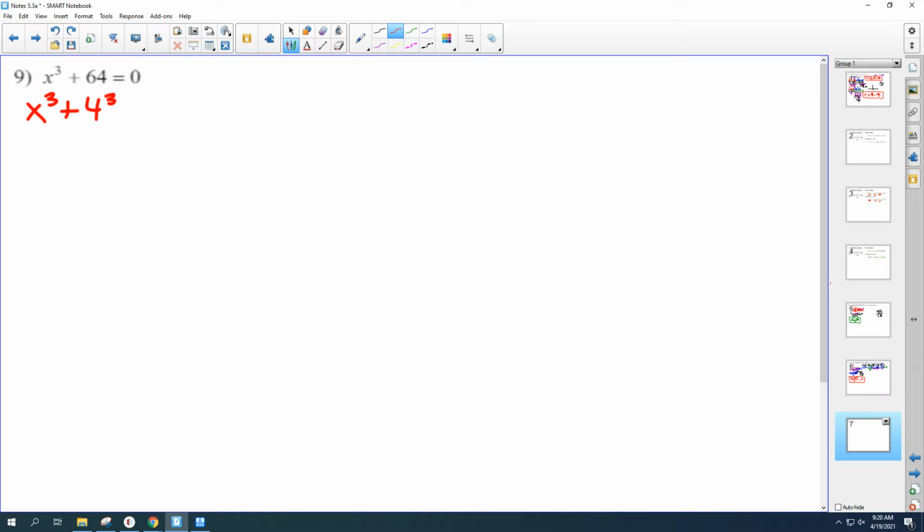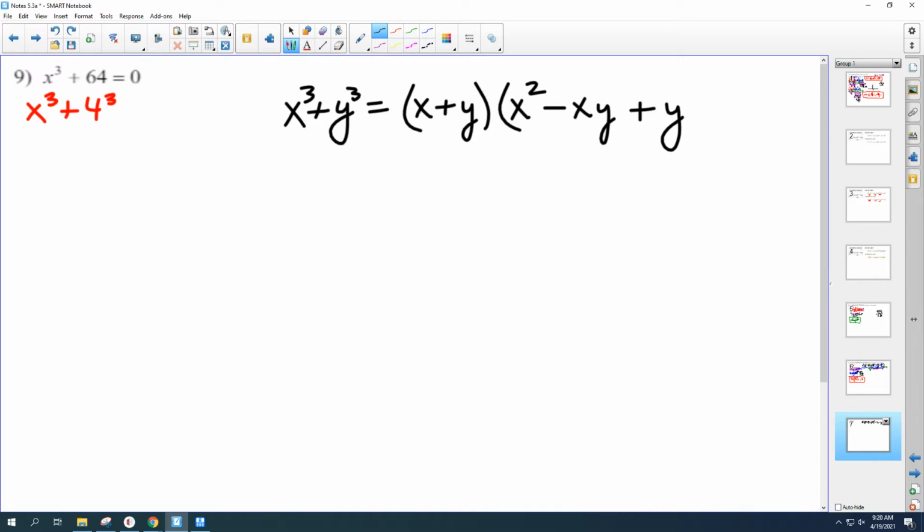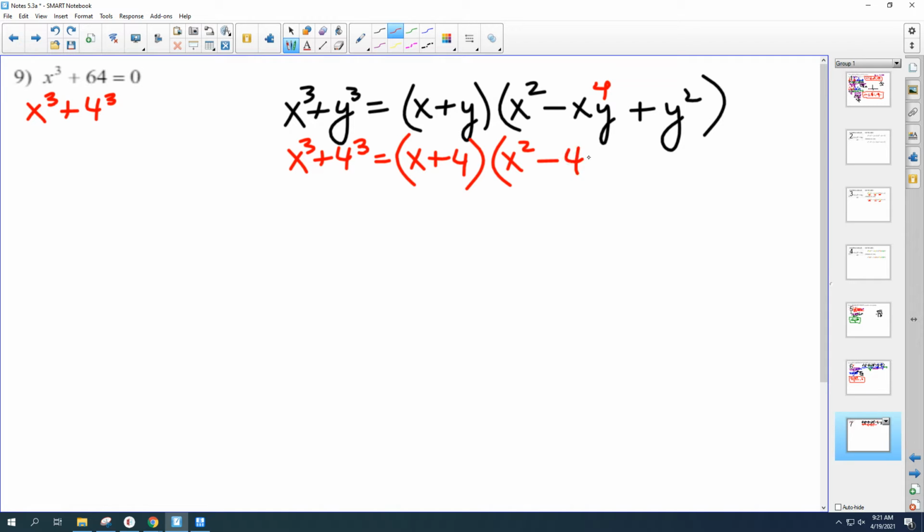This is a sum of cubes. So you can look at the pattern. x cubed plus y cubed equals, the first one's the same. The second one is different. And the last one is always positive. There's your sum of cubes pattern. So when we have x cubed plus 4 cubed, I know that first one is going to be x plus 4. And then after that, x squared minus, remember y is 4, so let's write it backwards. That's 4x. And over here, we've got 4 squared, so it's going to be plus 16.